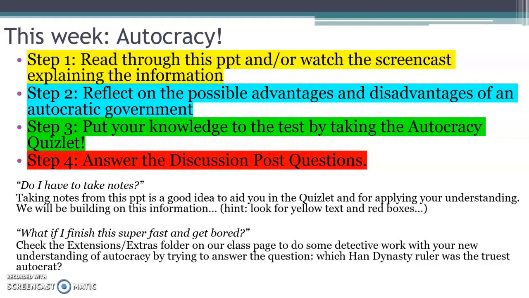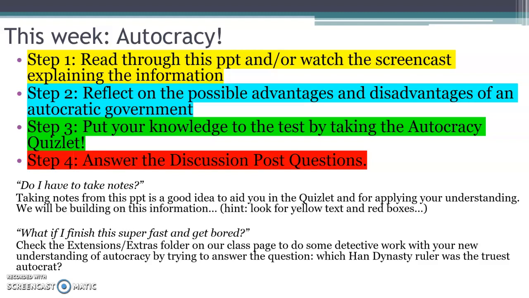You're going to read through this PowerPoint and/or watch the screencast, either going through the PowerPoint, watching the screencast, or both. Reflect on the possible advantages and disadvantages of an autocratic government. You're going to put your knowledge to the test by taking a Quizlet that there's a link for in this PowerPoint. And then you're going to answer some discussion post questions that I've put up for you.